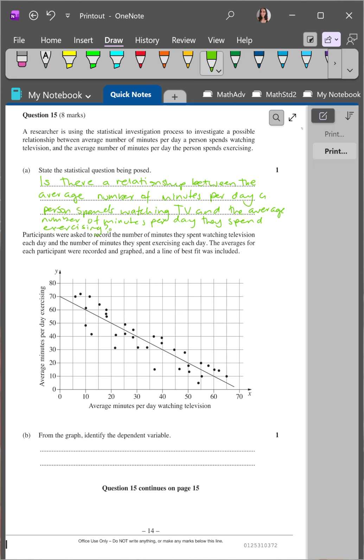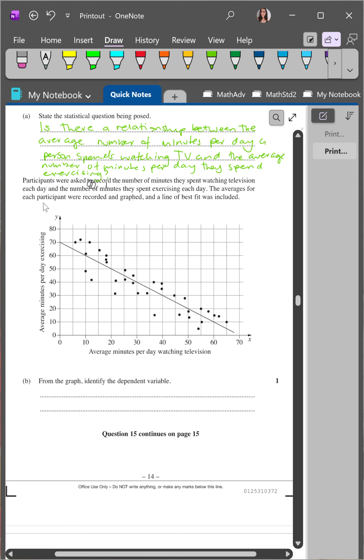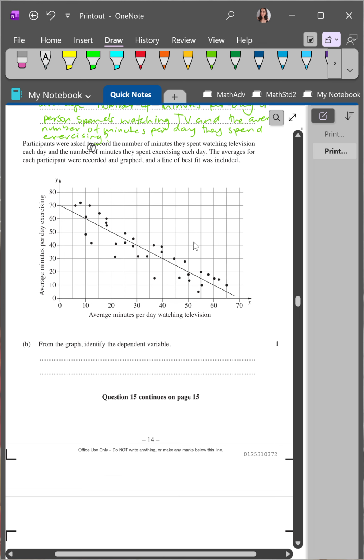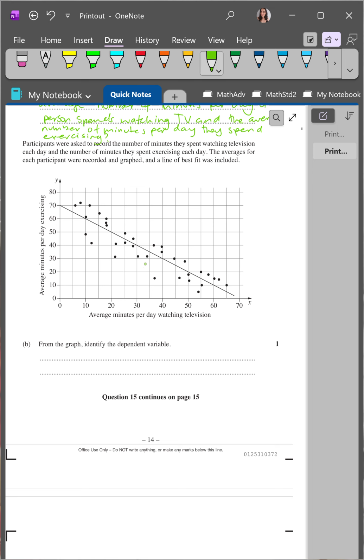Now, for part B, it says participants were asked to record the number of minutes they spent watching television each day and the number of minutes they spent exercising each day. The averages for each participant were recorded and graphed, and a line of best fit was included. From the graph, identify the dependent variable. So the dependent variable is the one that we don't change. It's the one that changes based on the one that we change. So it depends on our thing that we're changing.